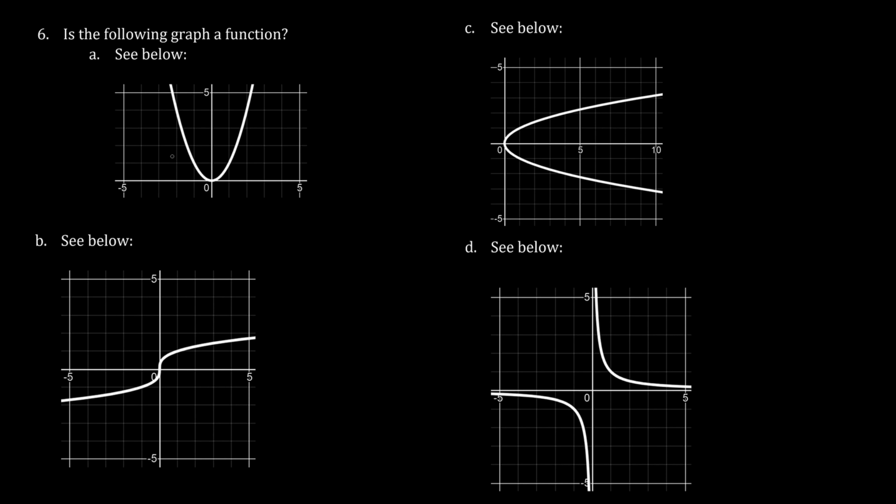Are the following graphs functions? For part A, we have a parabola. And what's happening here is we're passing the vertical line test. When you drop a vertical line, you can only hit at most once for this graph to be considered a function. So we can see that the vertical line hits only once here, one time. So therefore, yes, it is a function.